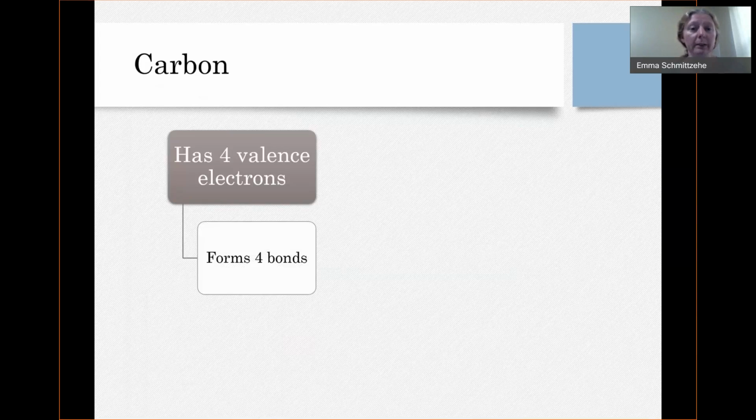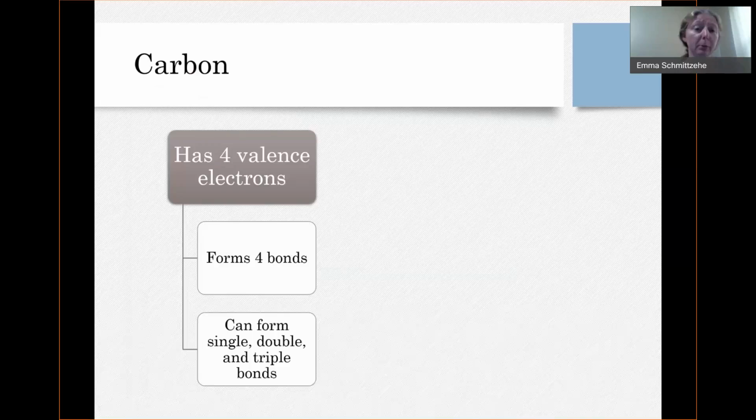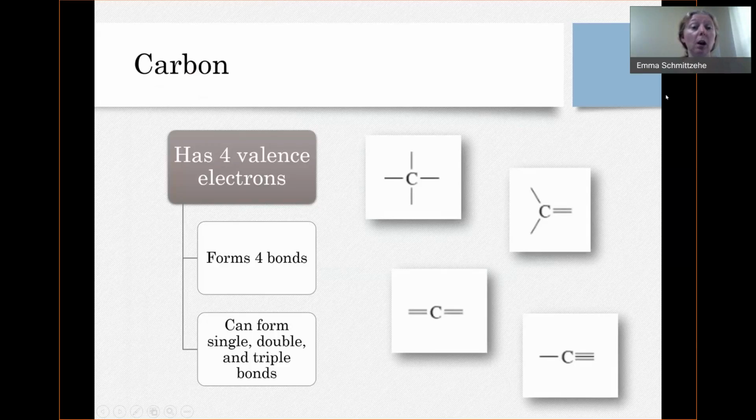In those 4 bonds, it can actually form different types of bonds. It can form single bonds, double bonds, or triple bonds. And so it will form whatever it needs to get 4 of them. It'll form single or double or triple depending on what it's attached to and how many things it's attached to. Okay, so here are your possible combinations of bonding in carbon, at least for organic compounds.